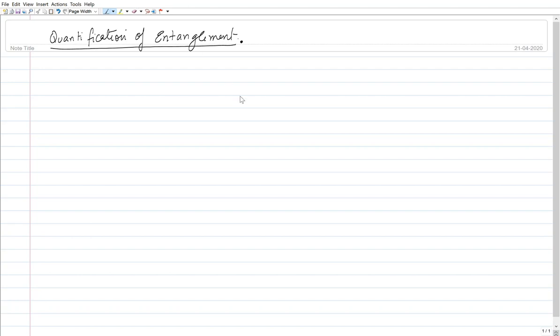Okay, so continuing our analysis of the quantification of entanglement. Let me write down again the state in terms of its Schmidt decomposition. Of course, this is for bipartite entanglement. Remember, the Schmidt decomposition is valid for entanglement of a bipartite system.